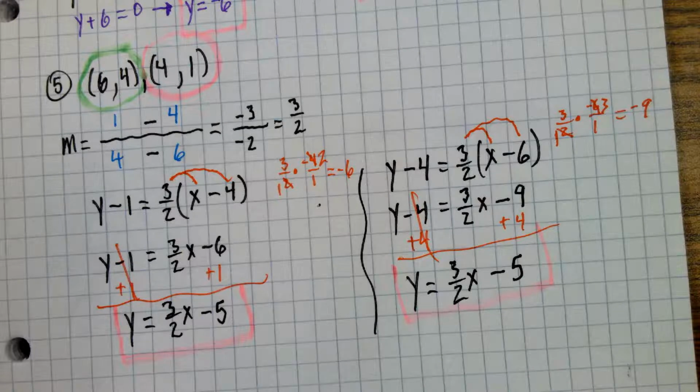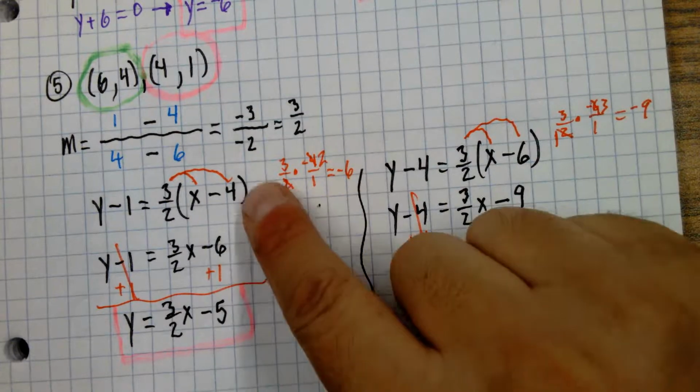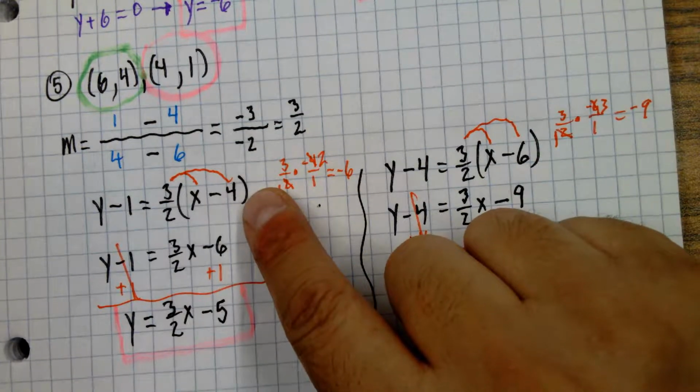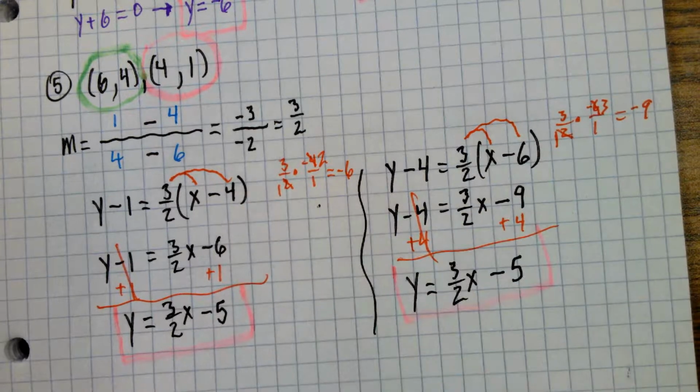Okay. So on today's assignment, mainly this is what we're going to be doing. Taking a pair of points, putting it into point slope form, and then converting to slope-intercept. Okay.